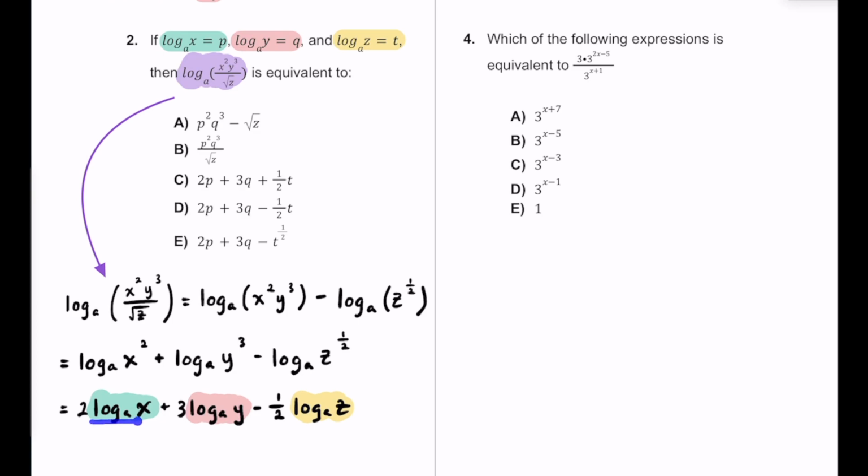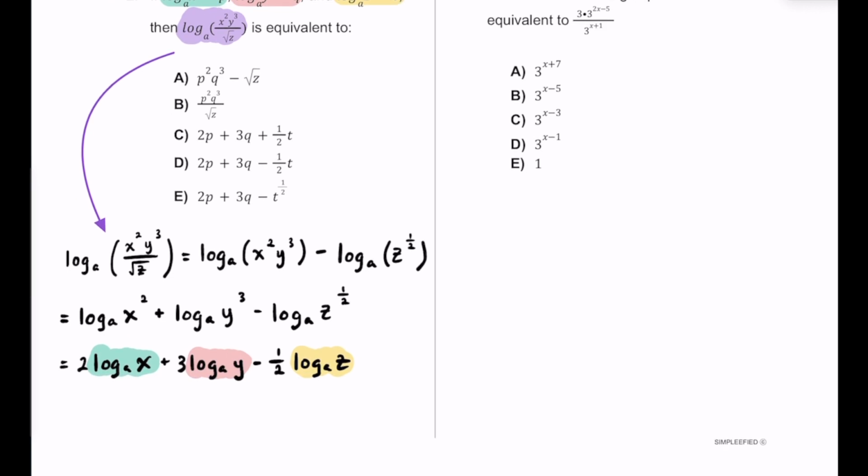So let's swap out log base a of x and replace it with p, swap out log base a of y, replace it with q, and swap out log base a of z and replace it with t. Putting this all together, we're just going to have 2 multiplied by p, plus 3 multiplied by q, and then we're going to subtract 1/2 of t. Looking at this final expression, we can see that d would be our answer.